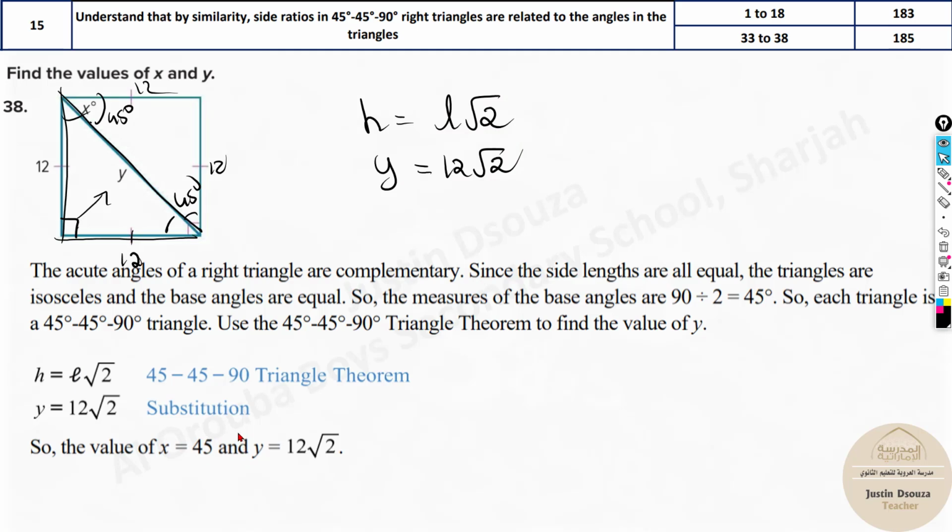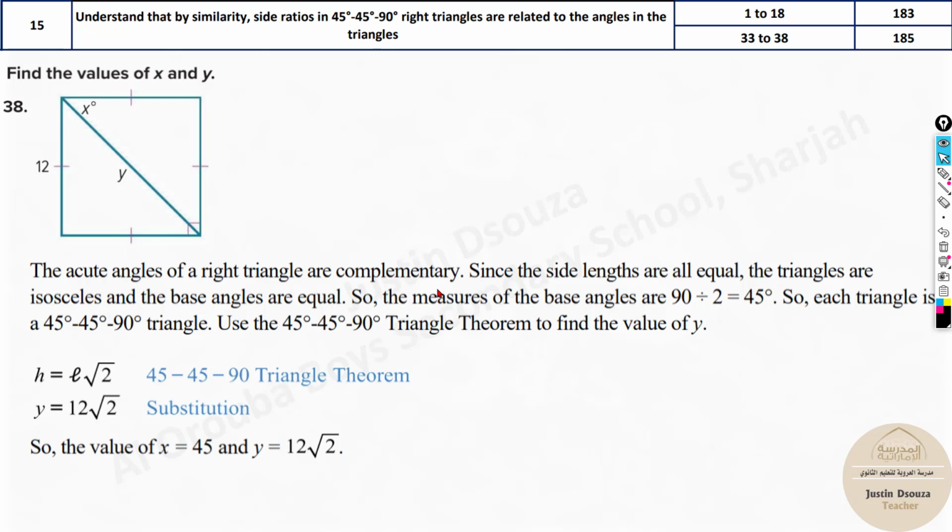Please make sure you understand the formulas. Don't confuse the formulas. For 45, 45, 90 there is only one formula, H equals L root 2, whereas if it's 30, 60, 90, there are two formulas. Please remember them: short length, leg length, and the hypotenuse.